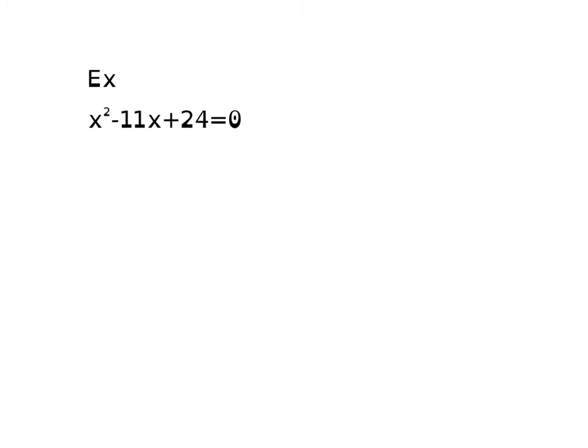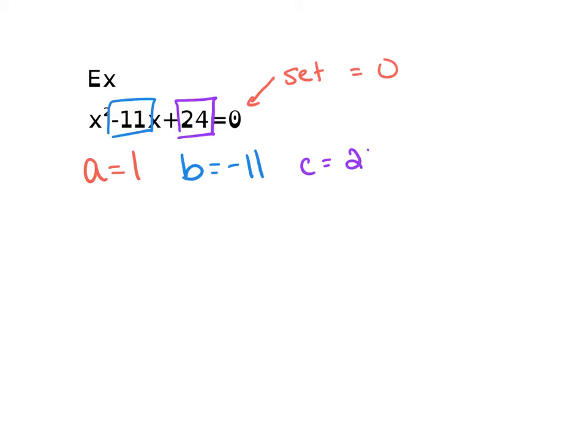In this problem, we have x squared minus 11x plus 24 equals 0. Notice, this is already set up. It's already set equal to 0. And so all I have to do is identify the variables a, b, and c. Well, my a is in front of x squared. It's always in front of the x squared. There is no term here. So when no term is present, we're going to put a 1. So that means my a equals 1. My b is in front of the x, and that's equal to negative 11. And my c is this term without the x, and that's equal to 24.